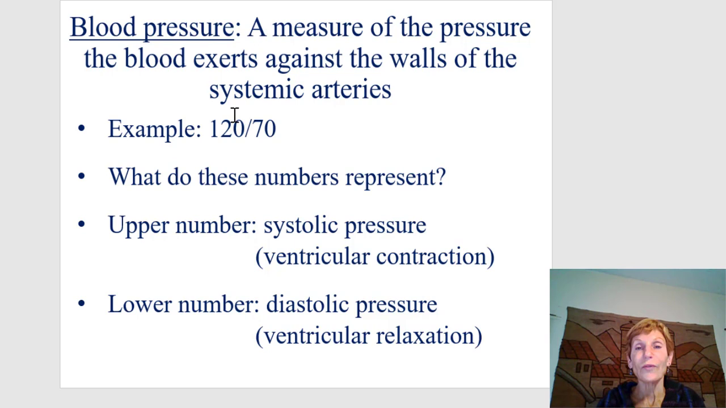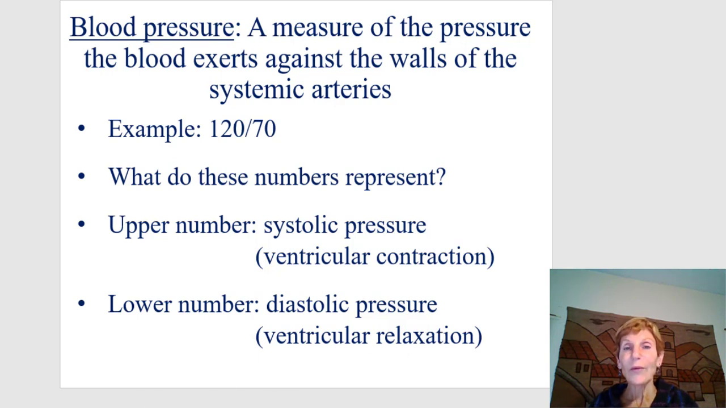So those are the two numbers. Blood pressure against the walls of the arteries when the heart is contracting, the upper number, that's the systolic, and then the lower number is the diastolic pressure, which represents the pressure that's still there against the artery walls when the heart is relaxed.